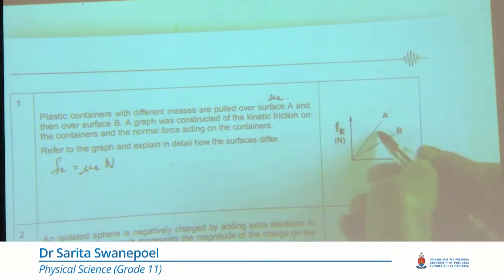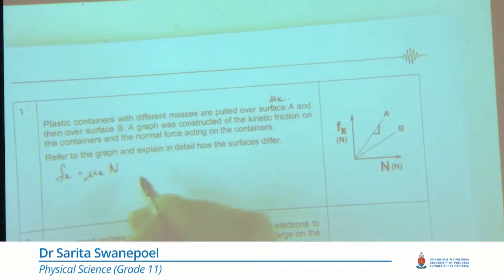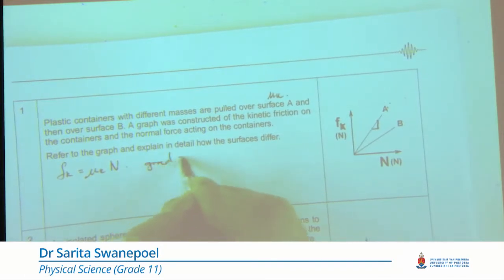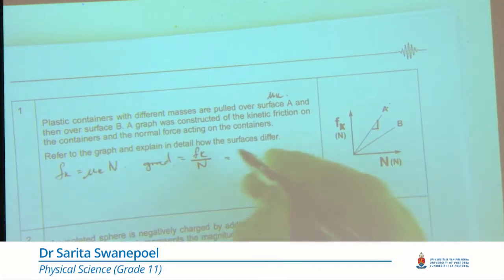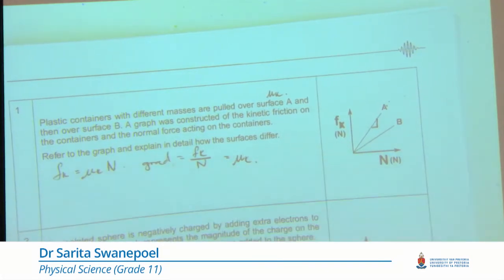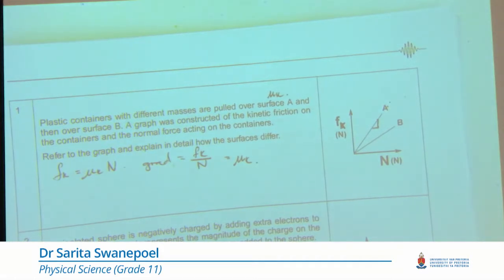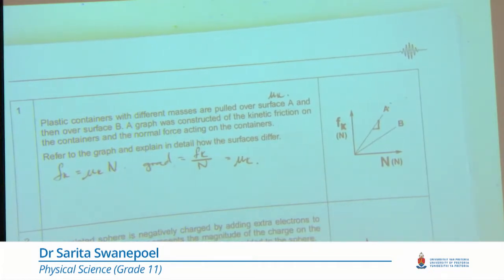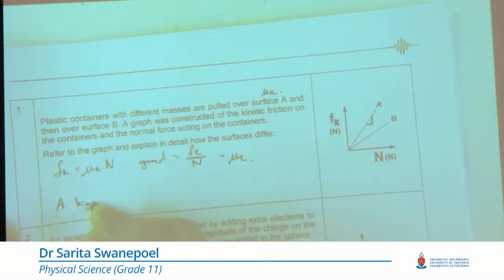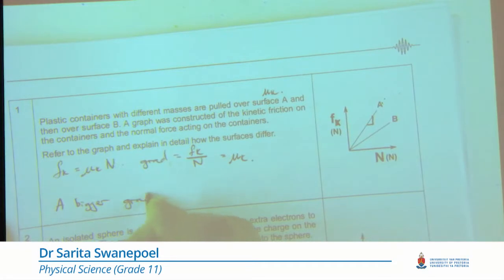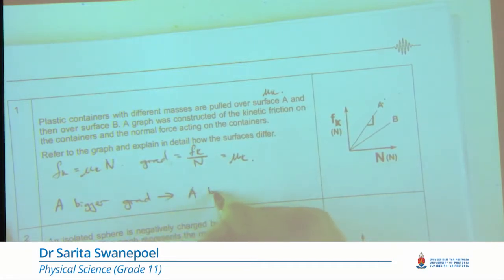What is the gradient of that line? The gradient of that line should be Fk divided by n. What is that? That is mu k, right? So the gradient of the line tells me about the friction coefficient, right? So if you look at the two lines, who's got the bigger gradient? A, right? So A has got a bigger gradient. That tells me that A has got the bigger frictional coefficient.